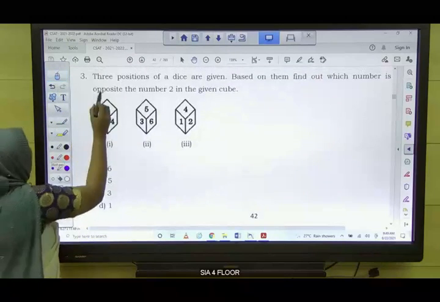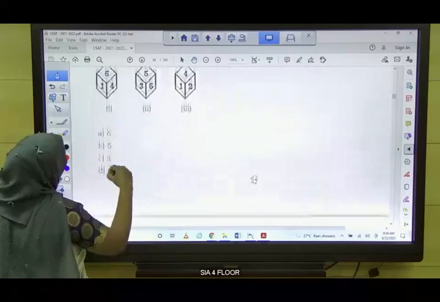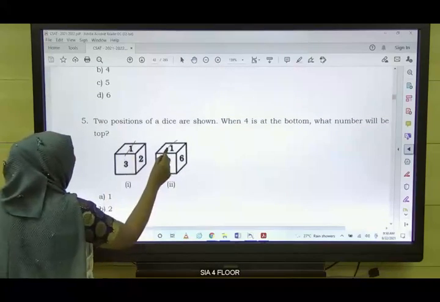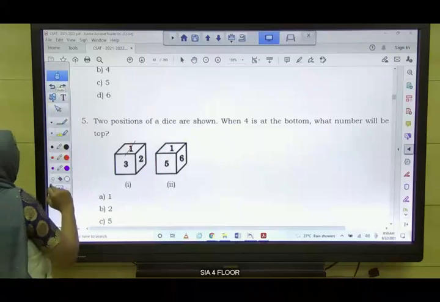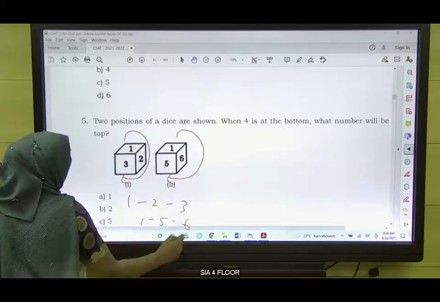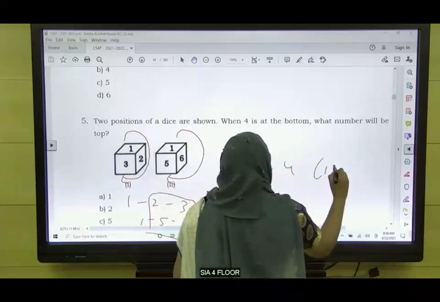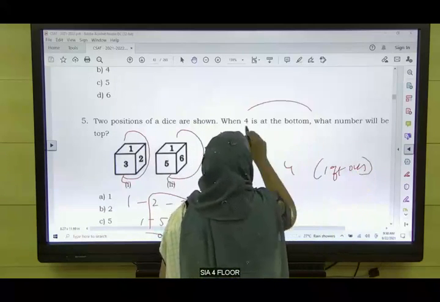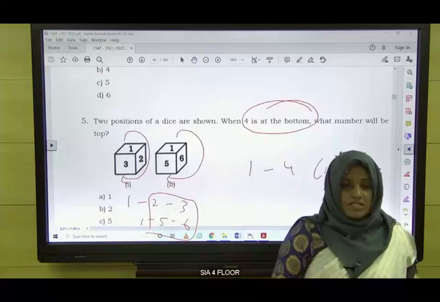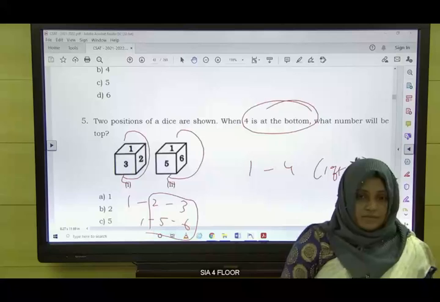So this and this. Finally this one, 1. Only one number is common, right? So 1, 2, 3, and here 1, 5, 6. So these make a pair, and 1 and 4 are left outs. So 4 is at the bottom. If 4 is at the bottom, what is at the top? Which means indirectly the question is, what is opposite to 4? 1 is the answer.